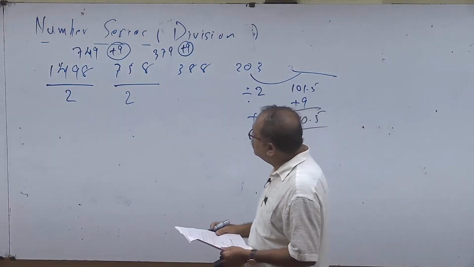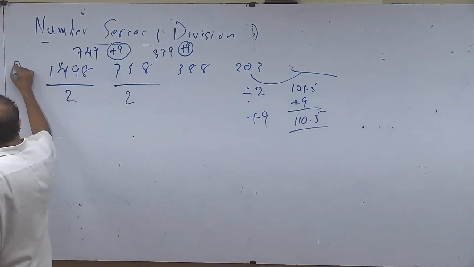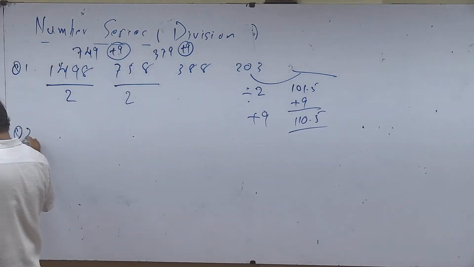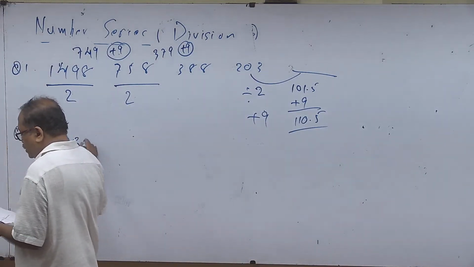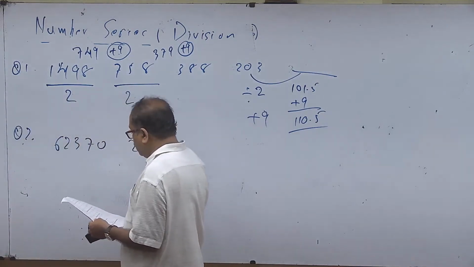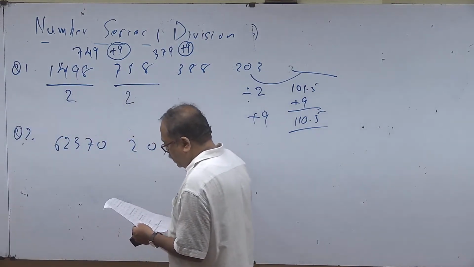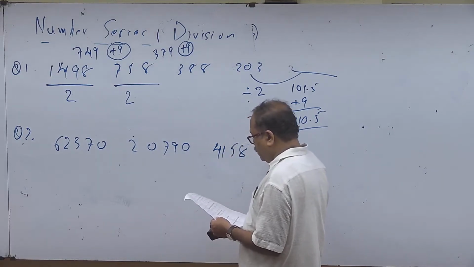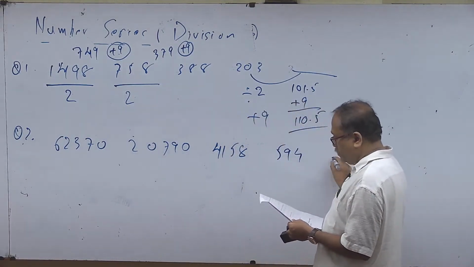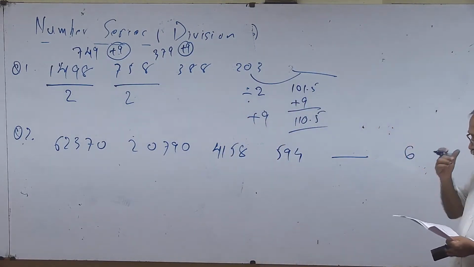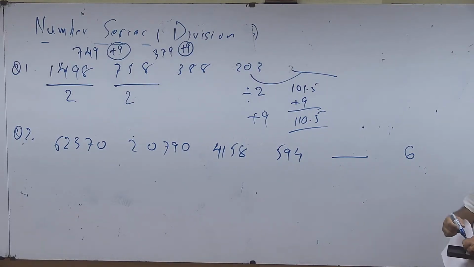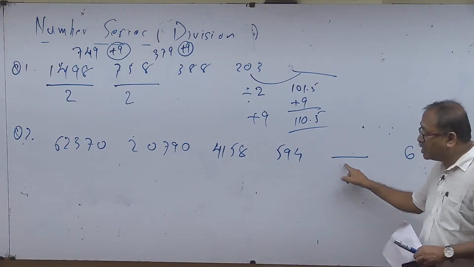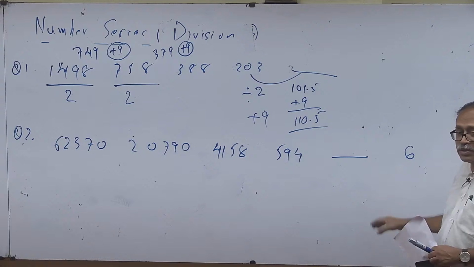One more question on this. There is question 1. Question 2. 62370, 20790, next 4158 and 594 and dash and then 6. So, we have the gap over here, followed by 6.